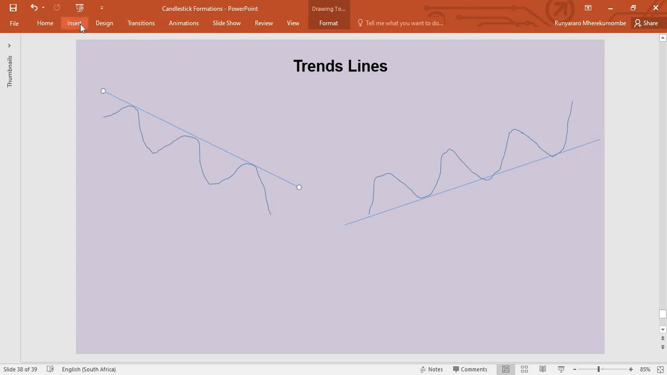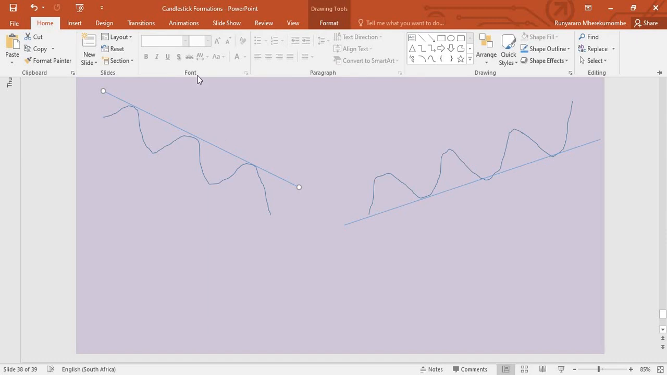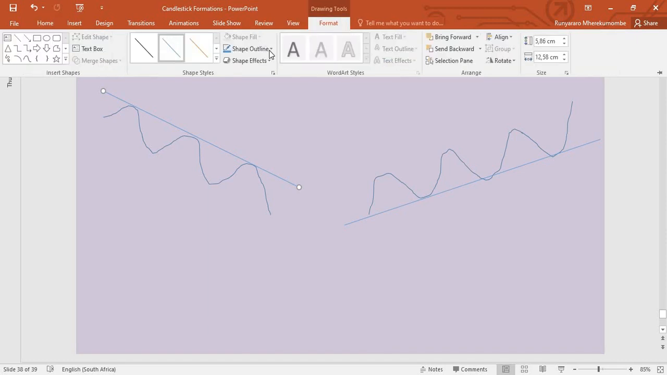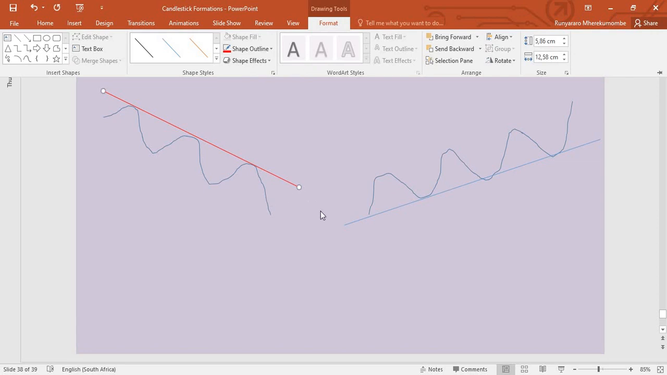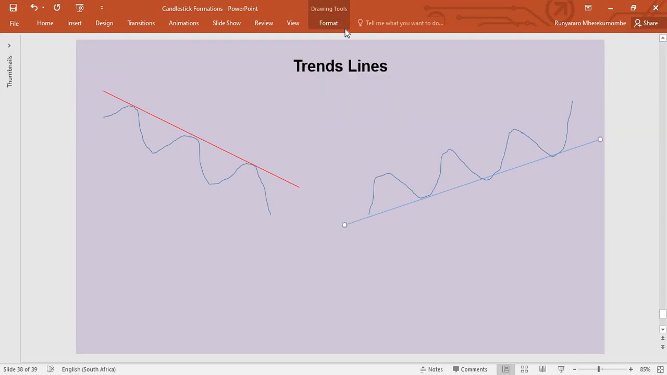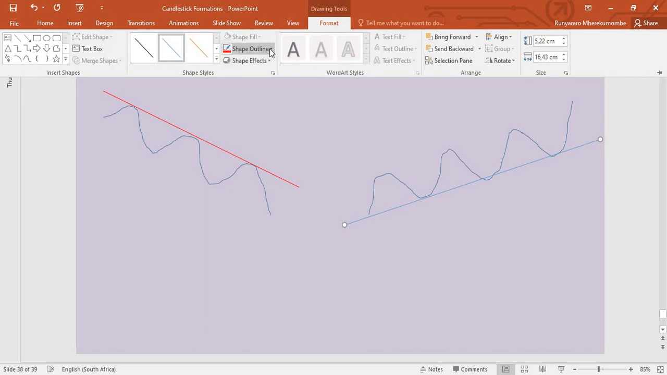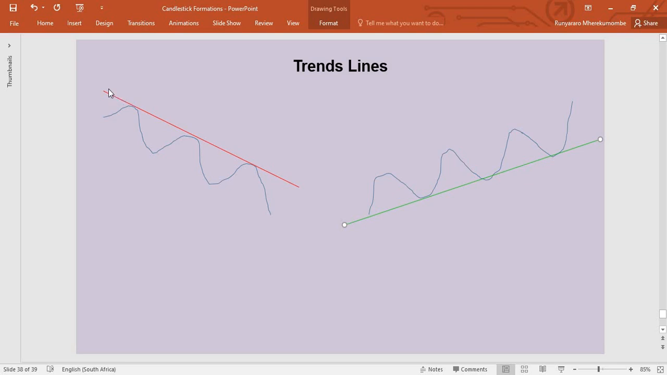In this case, let's see if we can change the color here. I'm going to use red for the downtrend line. Then I'm going to use green for the uptrend line. So there it is. Your downtrend line, you use the swing highs, and your uptrend line, you use the swing lows. And remember also we said that you can use touches on the trend line to determine this trend.